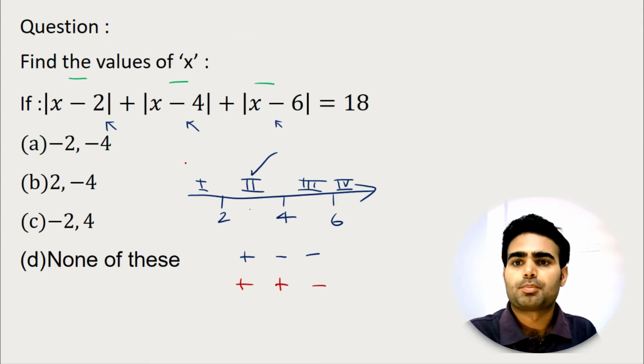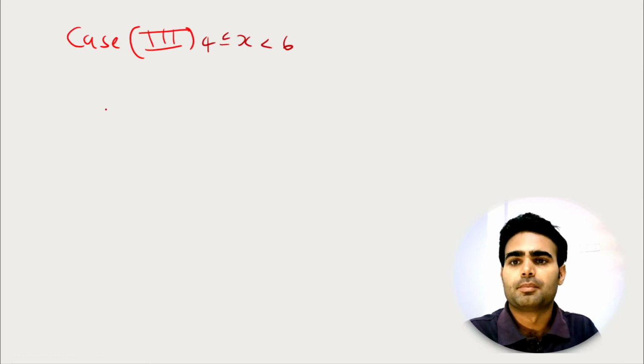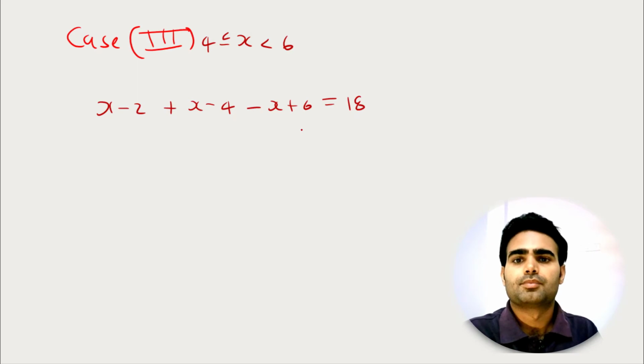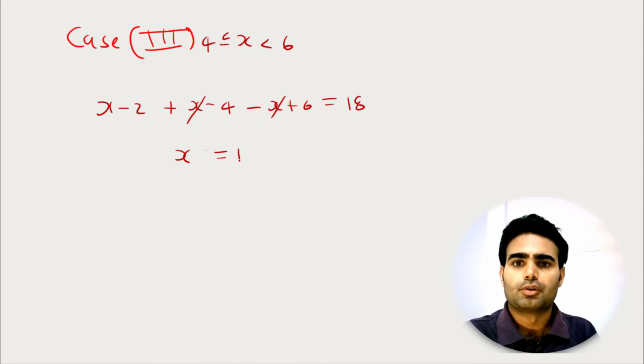So first plus plus minus, so this will become x minus 2 plus x minus 4, and the last one will be minus x plus 6, and they have the value 18 together. You can see x and x will cancel each other, and we are getting x minus x plus 6 minus 6, that is 0. So 0 will be equal to 18.